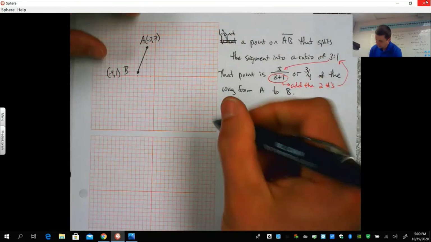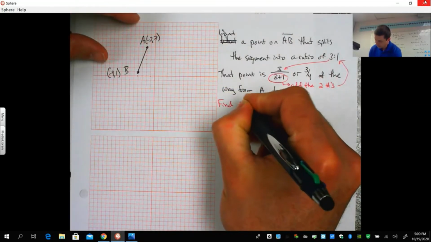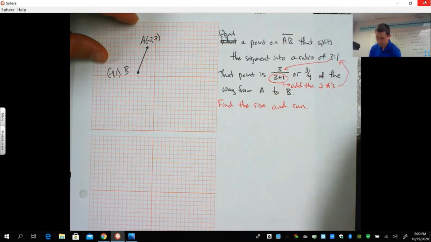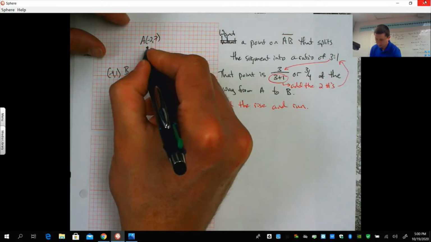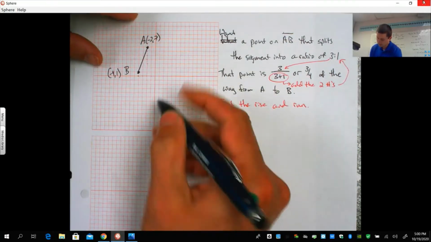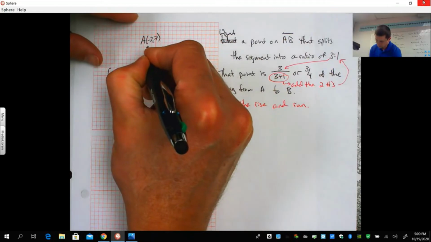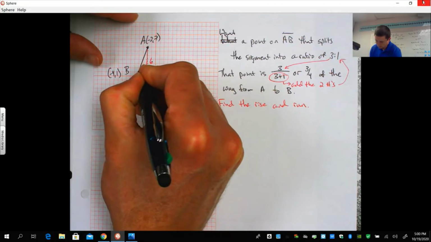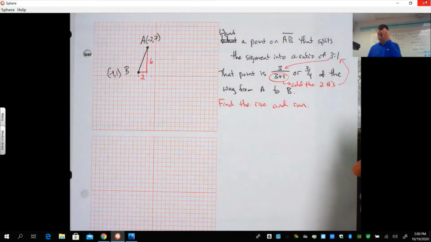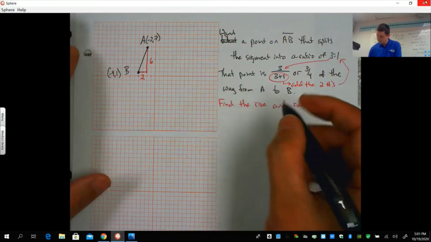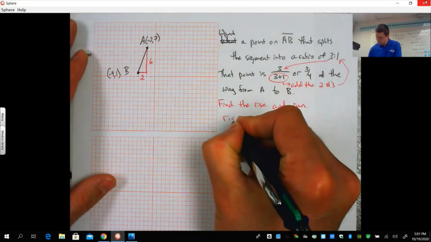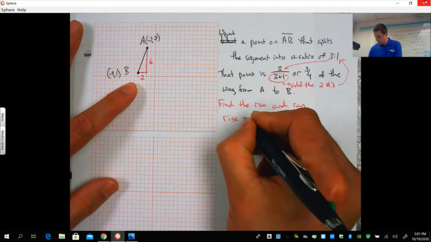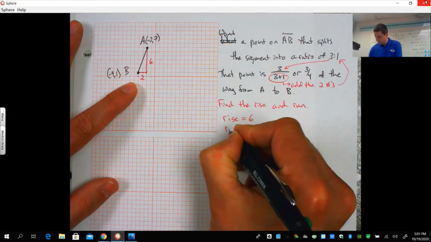So the next step is to find the rise and run. So we go back to here, and this is where I think it's very helpful to do it on a graph. Okay, so we have 1, 2, 3, 4, 5, 6. So we have a rise of 6, and we have a run of 2. So the rise equals 6, the run equals 2.